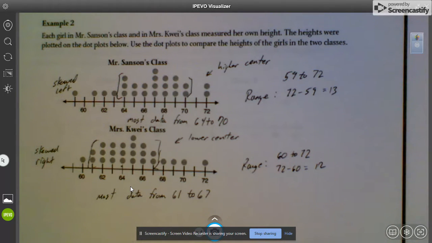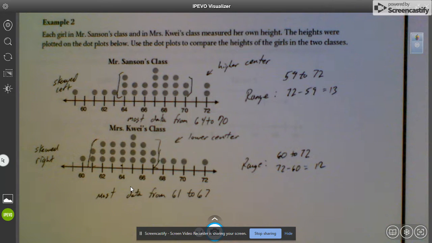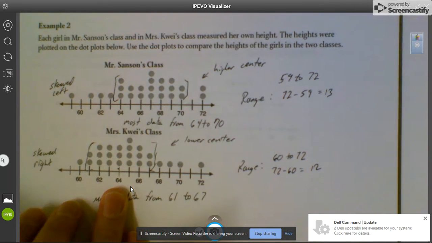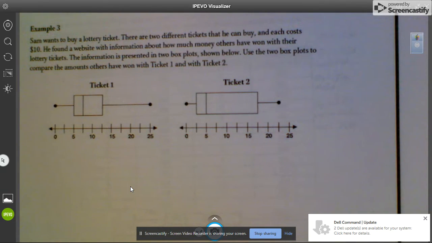But overall, Mr. Sanson's class has taller students. Okay? So just making some general comparisons there. All right, we're going to flip on to example 3.